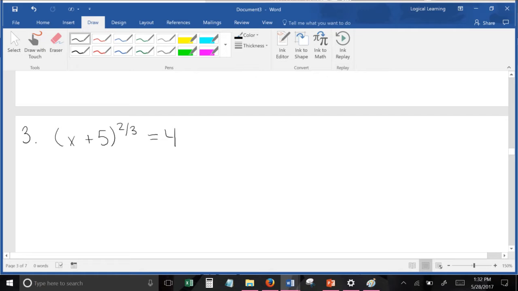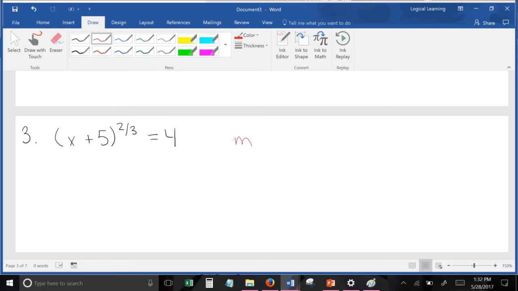Here we have the quantity of x plus 5 to the 2/3 equals 4. So in the last one, we were able to move things back and forth over to either side of the equation because they weren't all being raised to the exponent. In this case, our whole left side is being raised to the 2/3. So we have no ability to move anything back and forth. So we're going to have to go ahead and start by raising both sides to the reciprocal.